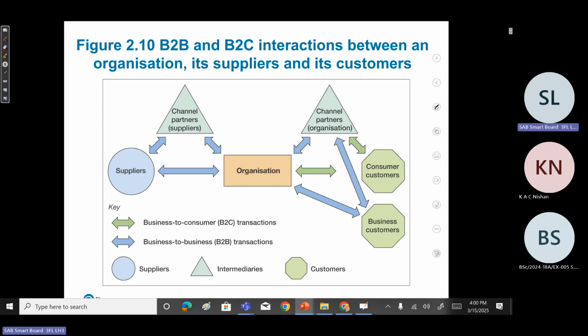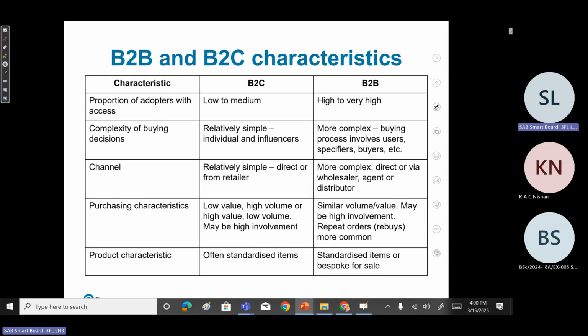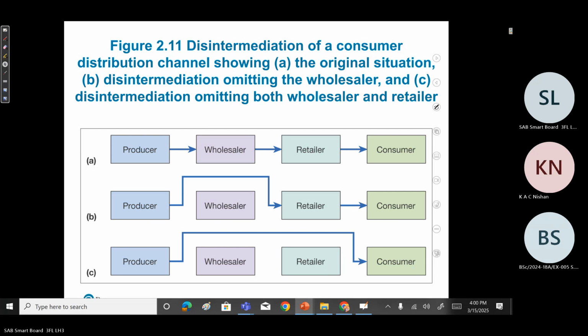So this again explains these dynamics. And then I told you a very, very important concept, which I told you will be directly tested at the exam. Three things: disintermediation, reintermediation, and a third one, countermediation. We'll start with the first one. What is it?